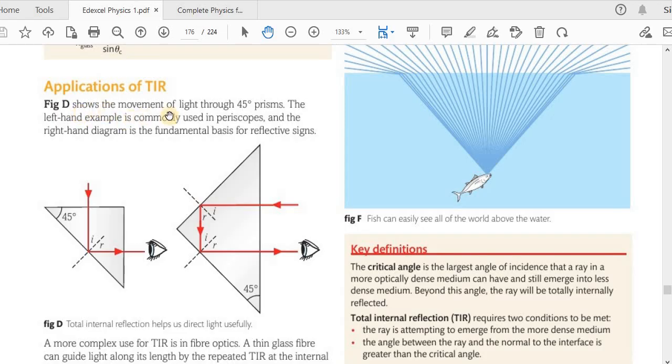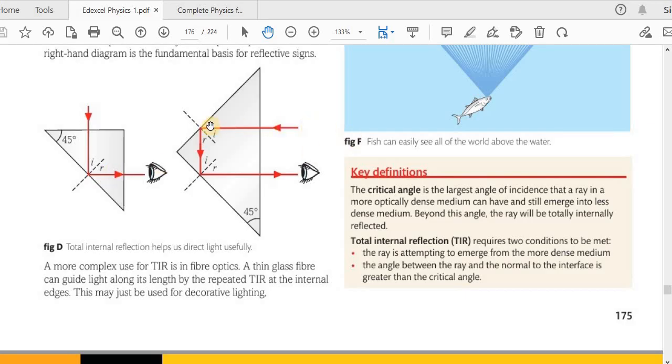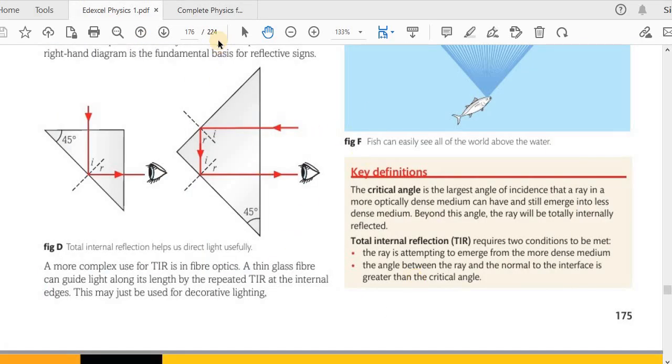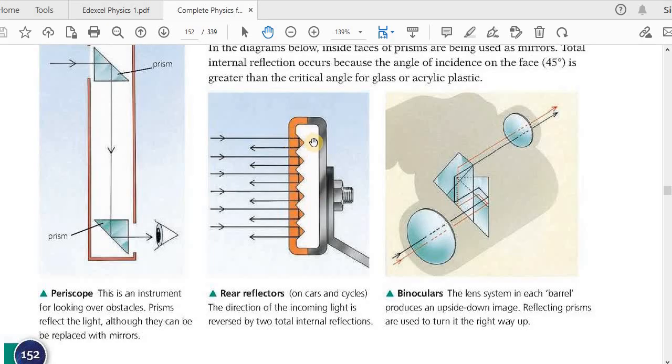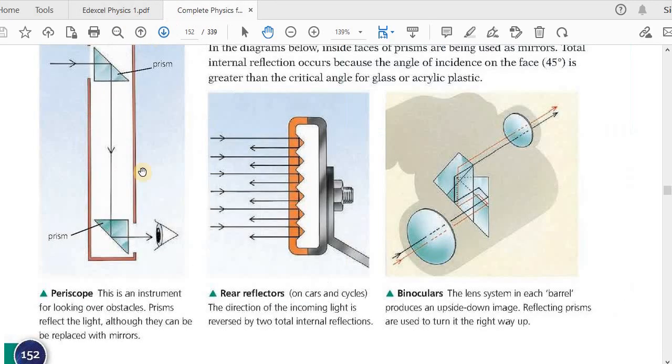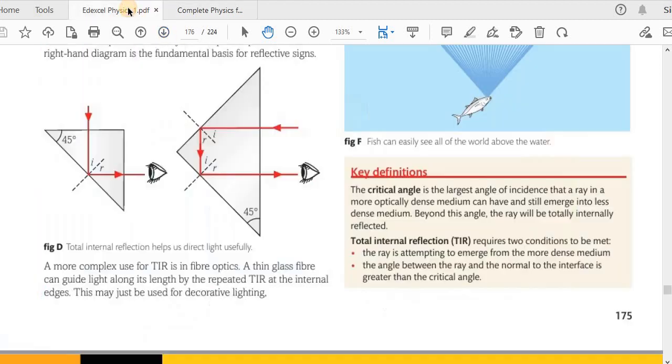Figure D shows the movement of light through 45-degree prisms. The left hand example is commonly used in periscopes, and the right hand diagram is the fundamental basis for reflective science. So this is actually used where? Here, reflective science. See, there you have that. Okay, so the prism is here. Then here we have this case over here, just one there.